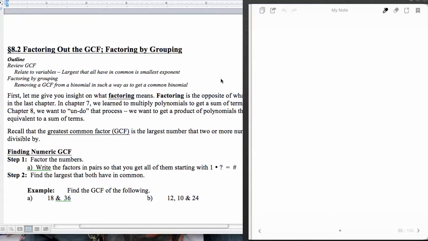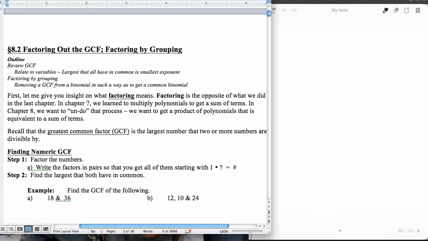So factoring is the opposite of what we did in the last chapter. In Chapter 7, we learned to multiply polynomials out to get a sum of terms. But now in Chapter 8, we want to undo that process. We want to get a product of polynomials that is equivalent to a sum of terms. So the first step in factoring is always to look for a GCF, a greatest common factor, which is the largest number or number/variables that two or more numbers have in common.